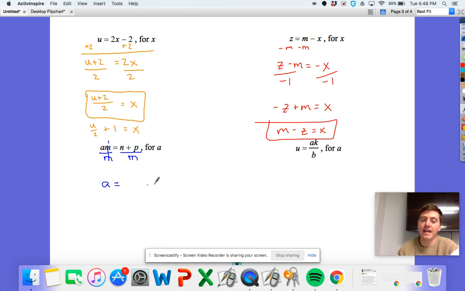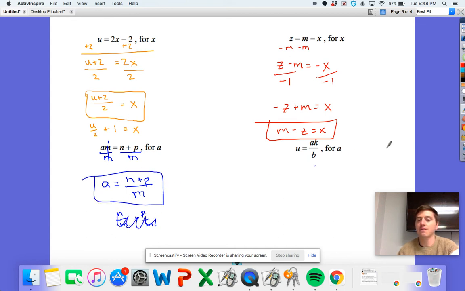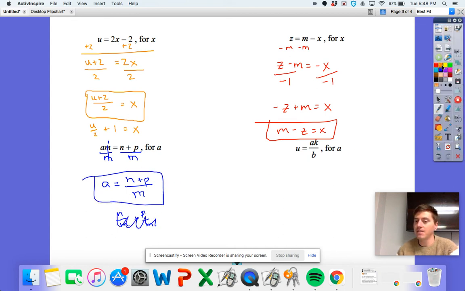So we're left with a equals n plus p over m, just like we did up here. You don't have to make this, that is equal to this, but you don't have to make it that. It's perfectly acceptable like this.